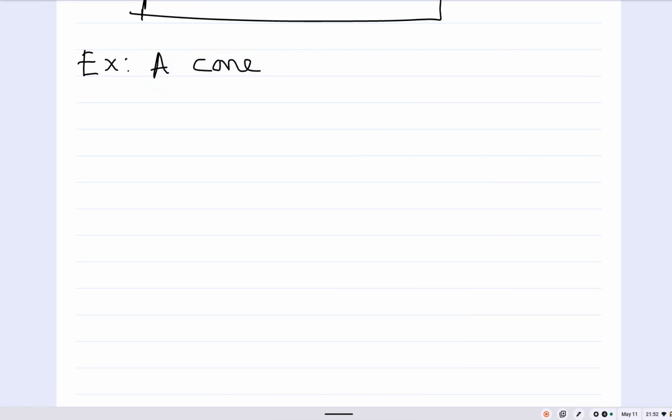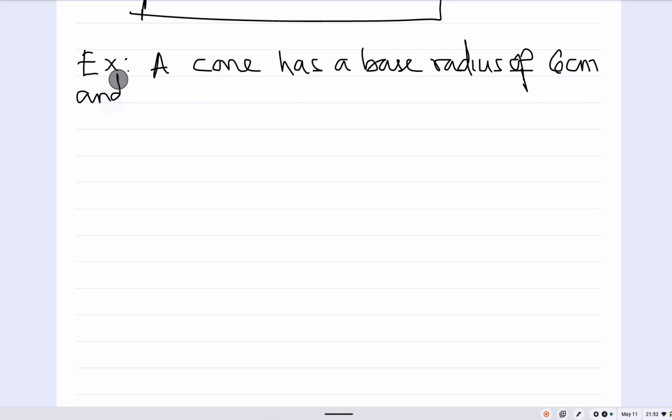It says a cone has a base radius of 6 centimeter, and a height of 14 centimeter. Are you seeing that now?